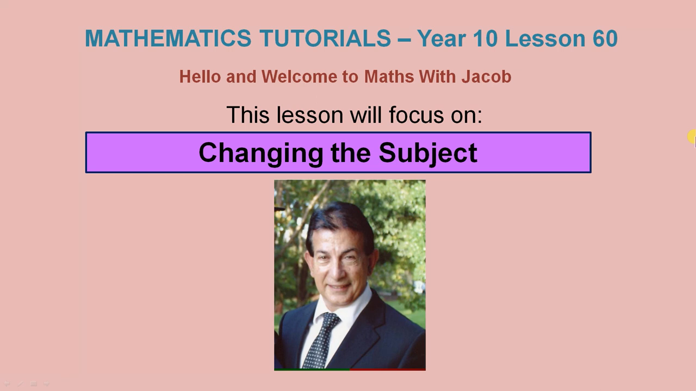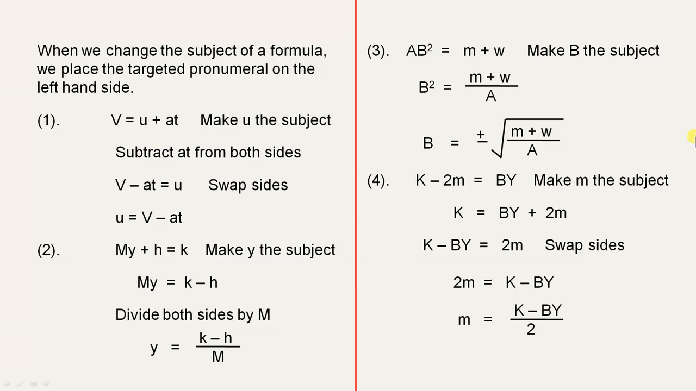This lesson will focus on changing the subject. When we change the subject of a formula, we place the targeted pronumeral on the left-hand side. Let's have a look at these four examples to see how this works.